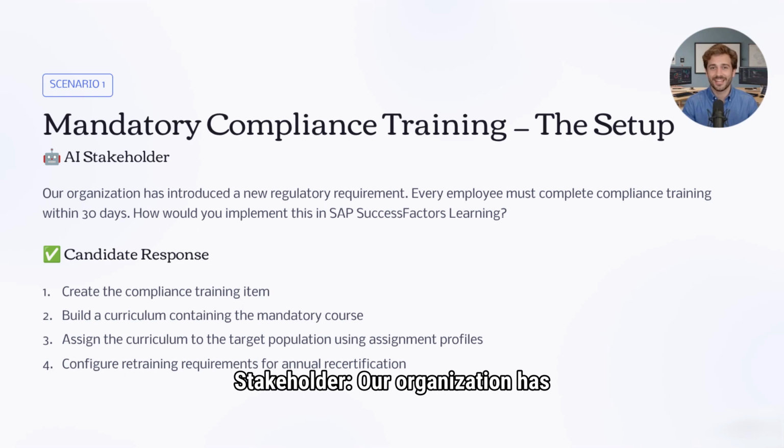Rollout. AI stakeholder: Our organization has introduced a new regulatory requirement. We need every employee to complete compliance training within 30 days. How would you implement this in SAP SuccessFactors Learning? Candidate response: First, I would create the compliance training item. Next, I would create a curriculum that contains the mandatory course. Then, I would assign the curriculum to the target employee population using assignment profiles. Finally, I would configure retraining requirements if annual recertification is needed.